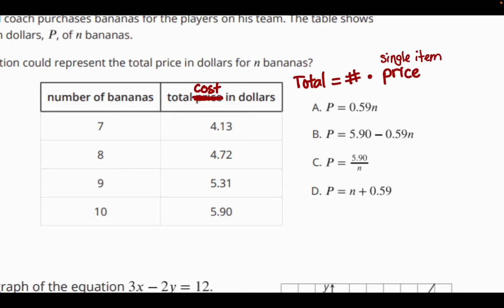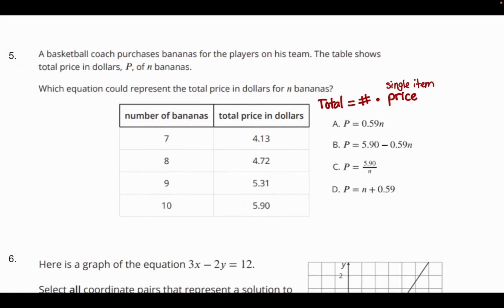So in this case, our total is P. It's the total price. I refer to it as cost, but it's their total price. And so just based on that, A looks like the correct answer. We can actually check our work and see if this works for each of these things.